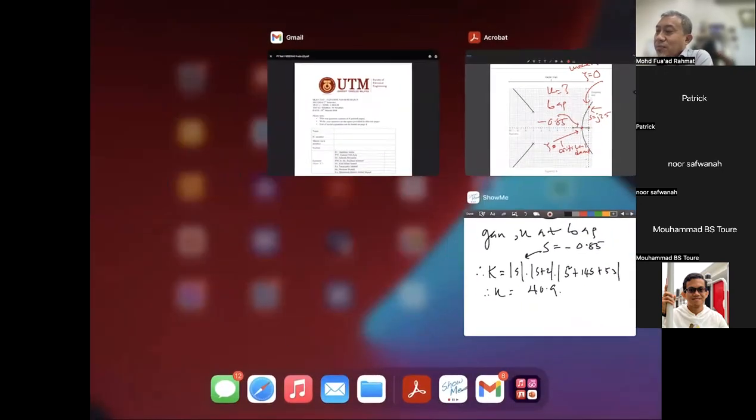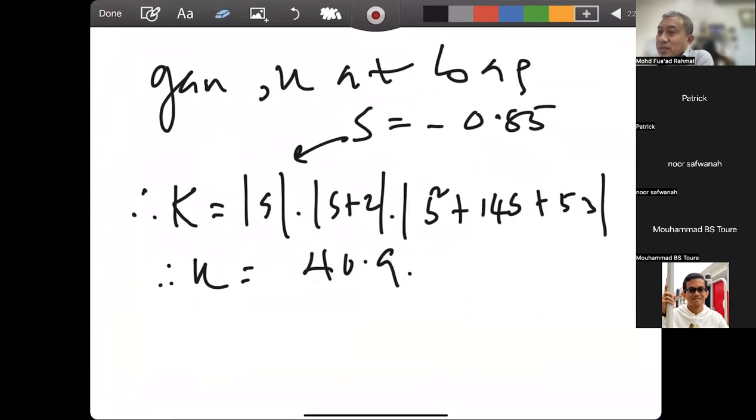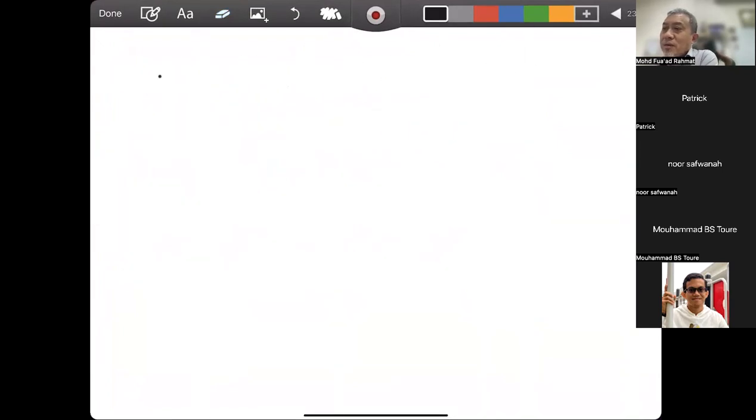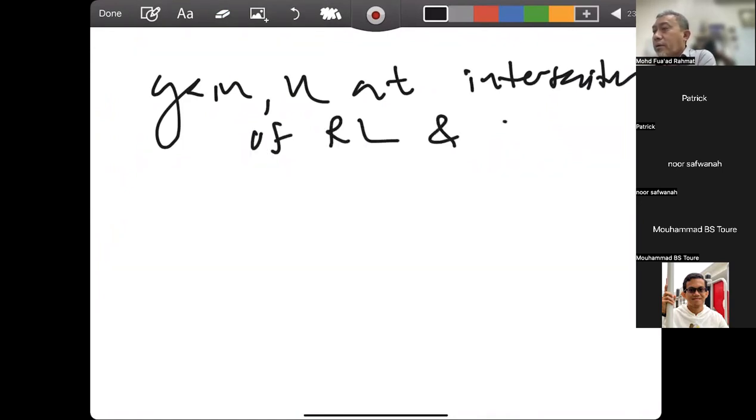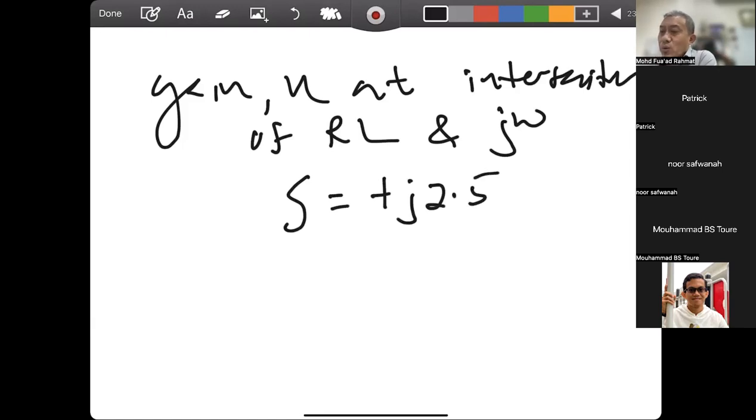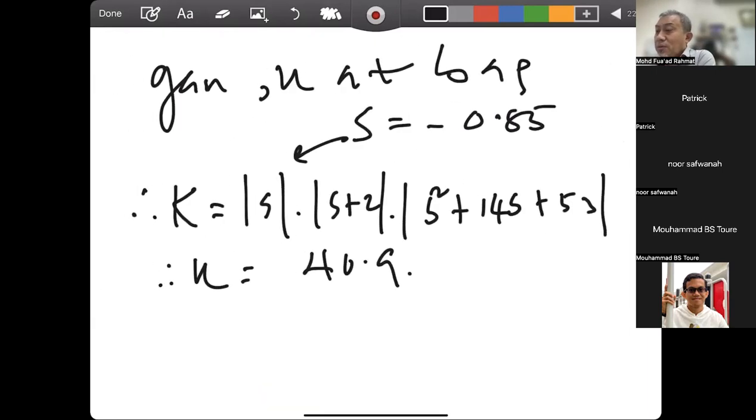So again, take the point there. But this time around, again, K at the intersection of RL and J omega, which is S is equal to plus J 2.5. Okay, so you use the magnitude criterion again, which is just now.